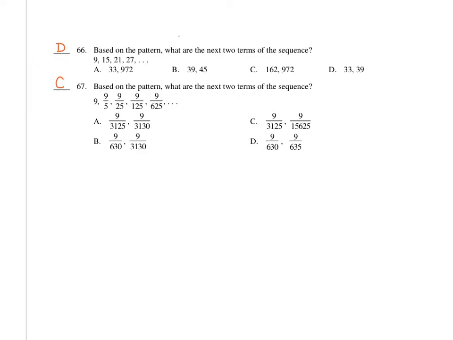67, you went from 9 to 9/5 to 9 over 25 to 9 over 125 to 9 over 625. What's happening each time? Good. Multiplying the bottom by 5. So do it again 2 times and you get 3,125.